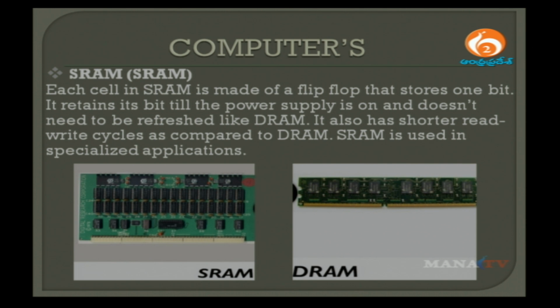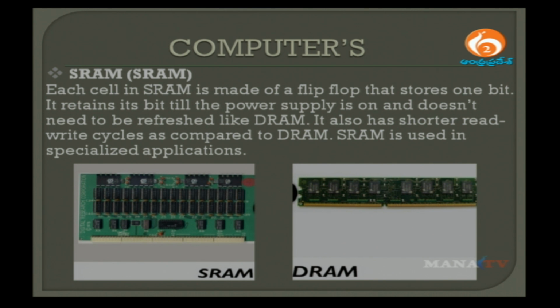Each cell is SRAM, that is made up of a flip-flop that stores one bit. It retains its bit till the power supply is on and doesn't need to be refreshed like DRAM. It also has shorter read-write cycles as compared to DRAM. SRAM is used in specialized applications.